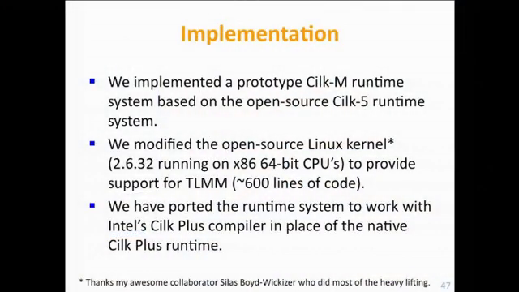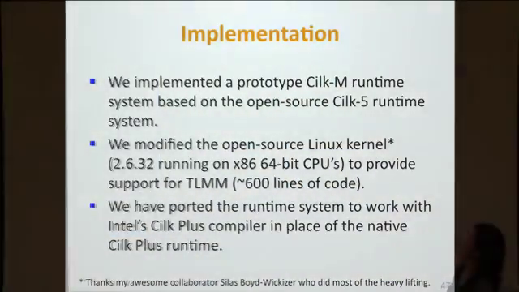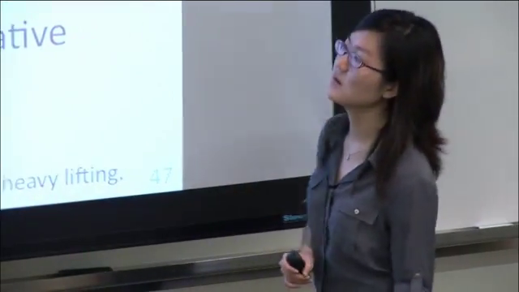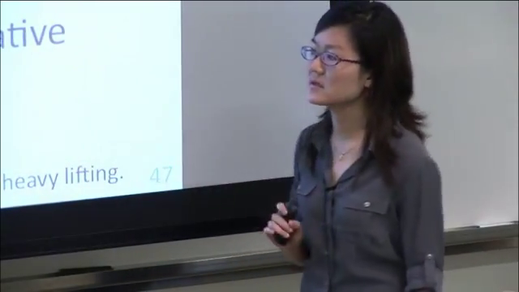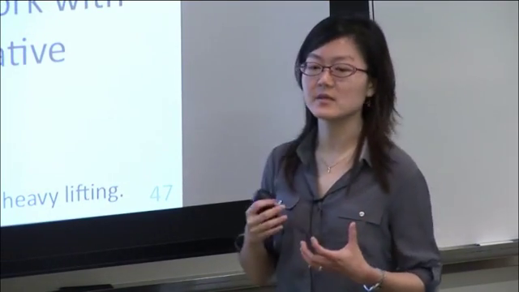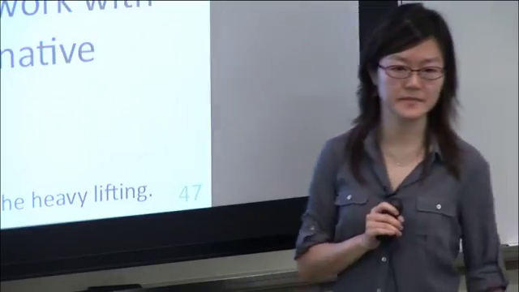We implemented a Cilk-M prototype based on the open source Cilk 5 runtime, which was the one with heap-based cactus stack. And TLMM, well, a traditional operating system does not provide such functionality, so we also modified the open source Linux kernel to provide support for TLMM. It's not a big modification, about 600 lines of code. And we ported the runtime system to work with Intel's Cilk Plus compiler. What that means is that we can compile a piece of C or C++ code that contains spawn and sync, and it will run on our runtime system.